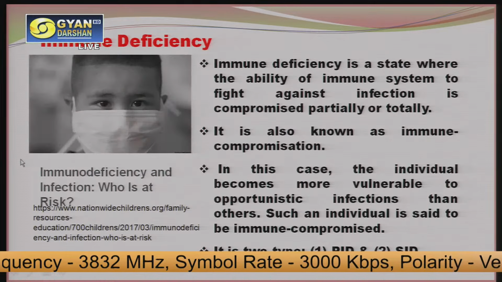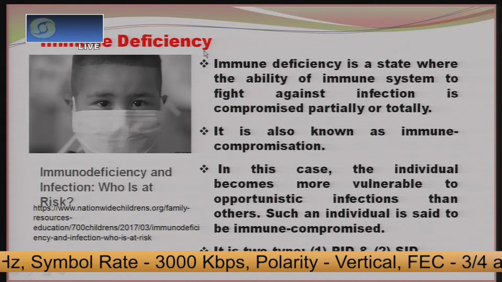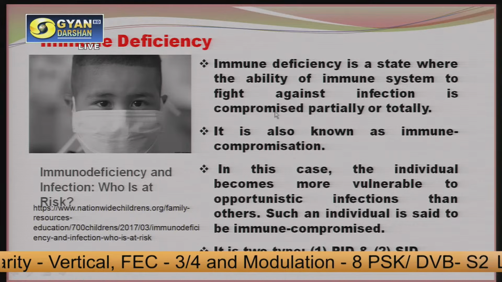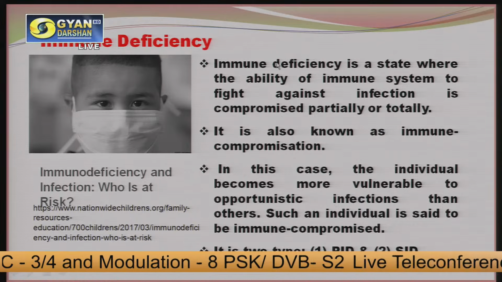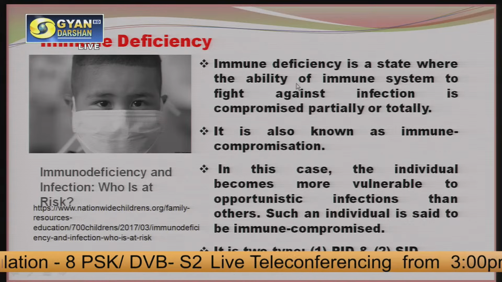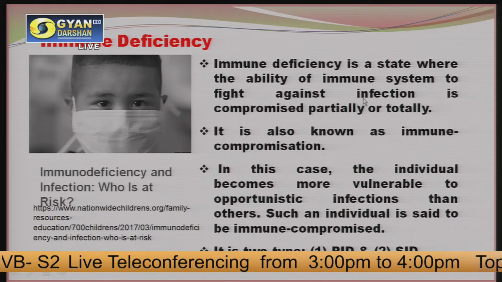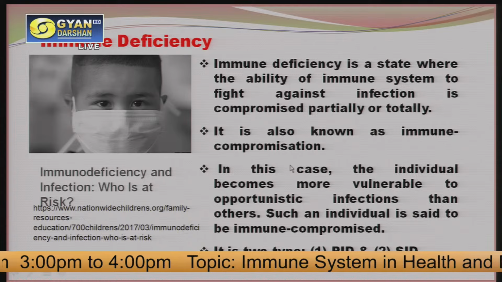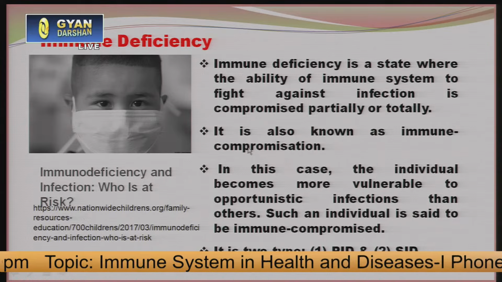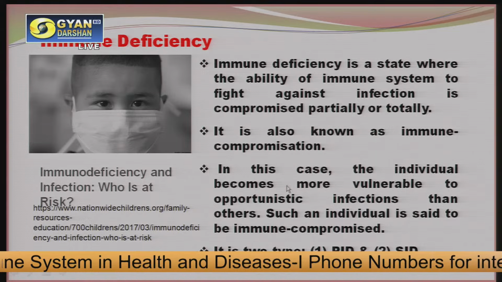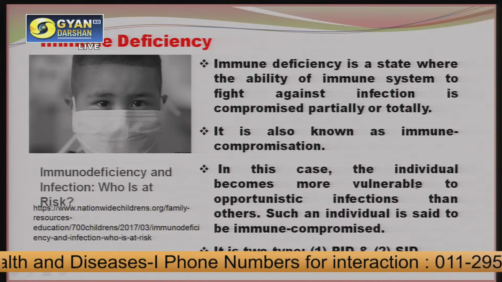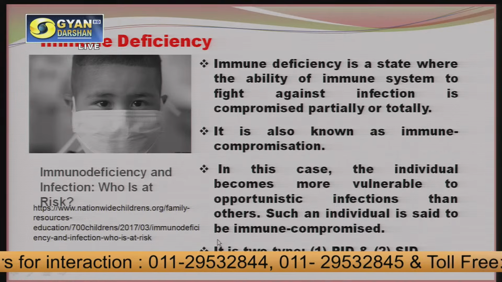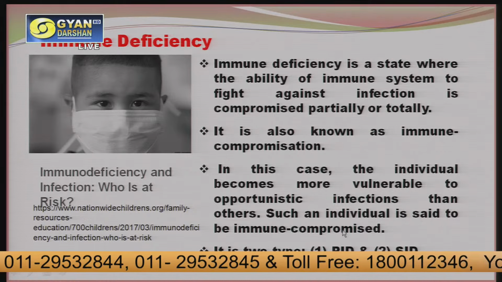Another thing I want to discuss is immune deficiency. There are various immune deficiencies, like primary immunodeficiency and secondary immunodeficiency. Immune deficiency is a state where the ability of the immune system to fight infection is compromised, partially or totally. It is also known as immune compromisation. In this case, the individual becomes more vulnerable to opportunistic infection than others. Such individuals are said to be immunocompromised.